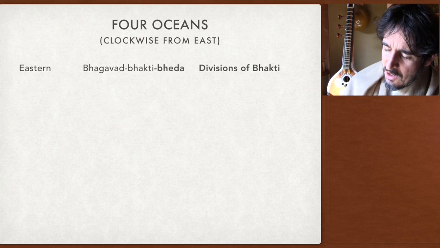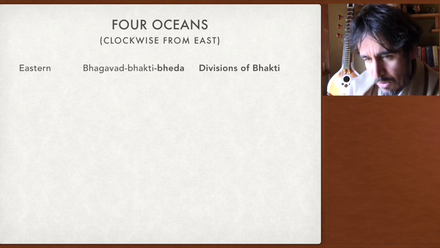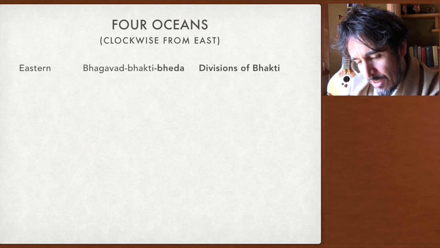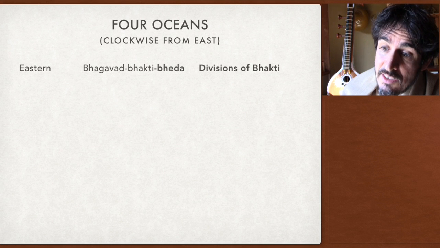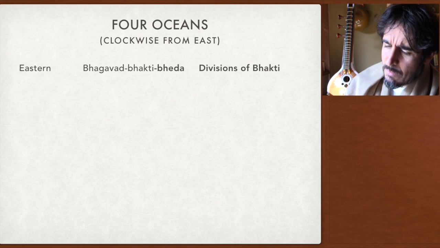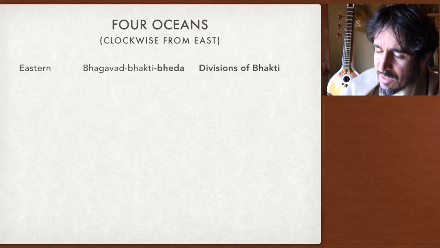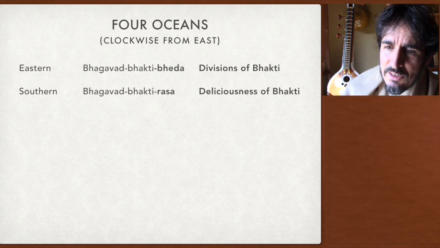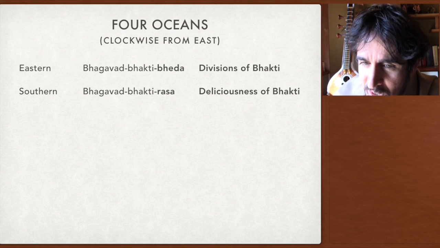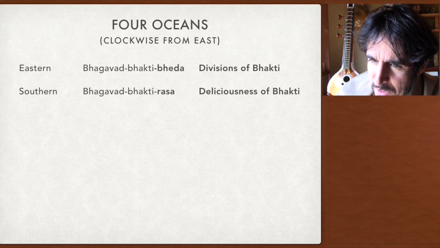differentiations. So here in this first Eastern division of Bhakti Rasamrita Sindhu, Rupa Goswami is going to describe the different kinds of bhakti that there are, the different divisions of it, the different stages of it, especially different kinds of bhakti and different stages of bhakti. That's going to be discussed in the Eastern Sea. Then, in the Southern Ocean, the Southern Sea, the second division, he's going to discuss Bhagavad Bhakti Rasa, which is the rasa of bhakti, the deliciousness of bhakti, the flavor of bhakti.